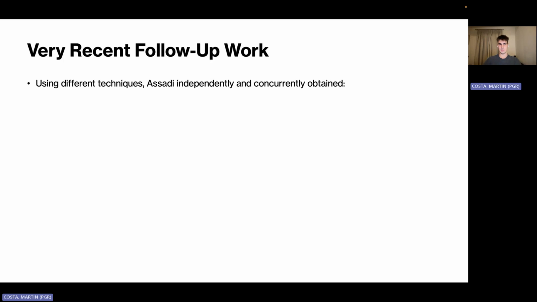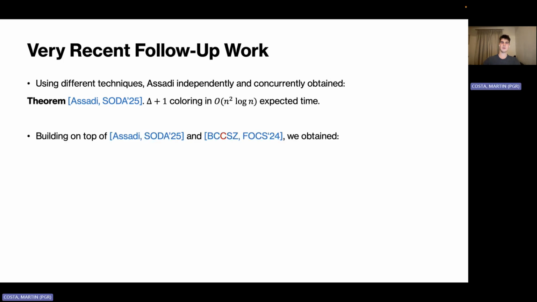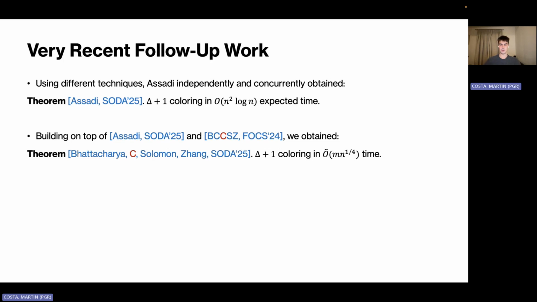Independently and concurrently, Assadi tackled this problem using very different techniques, which are in some sense the opposite of what we did, and was able to show how to compute a Δ+1 coloring in n² log n time. This actually follows from the previous result that I showed on the other slide. Building on top of both this FOCS paper and this result by Assadi, and designing some brand new multi-step Vizing chains, we were able to come up with an algorithm that runs in mn^(1/4) time, improving over this result.